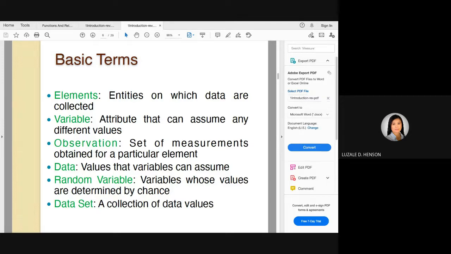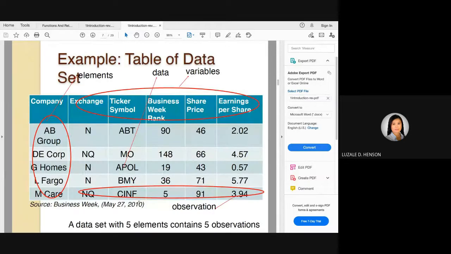Random variables are variables whose values are determined by chance. That's why it's called random. And then data set. Kaya if you have a set of data that consists of, let's say, a survey with respondents equal to 1,000, then you have 1,000 elements.